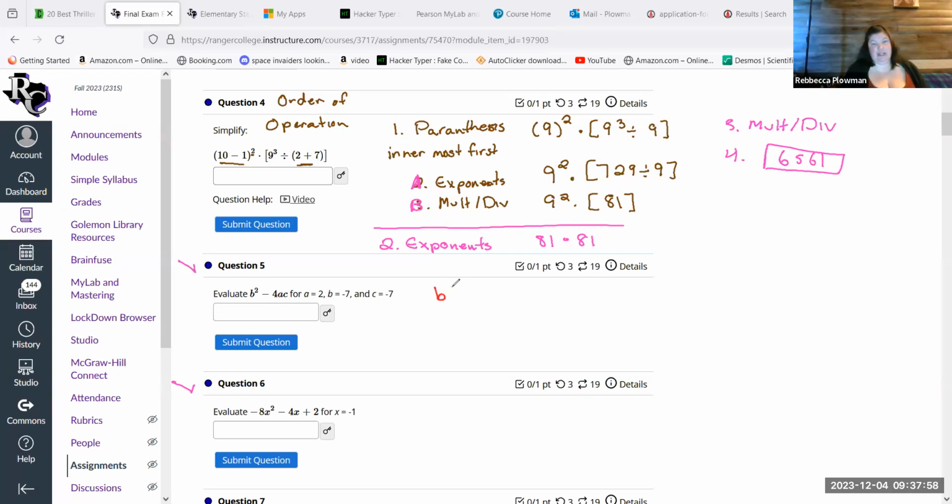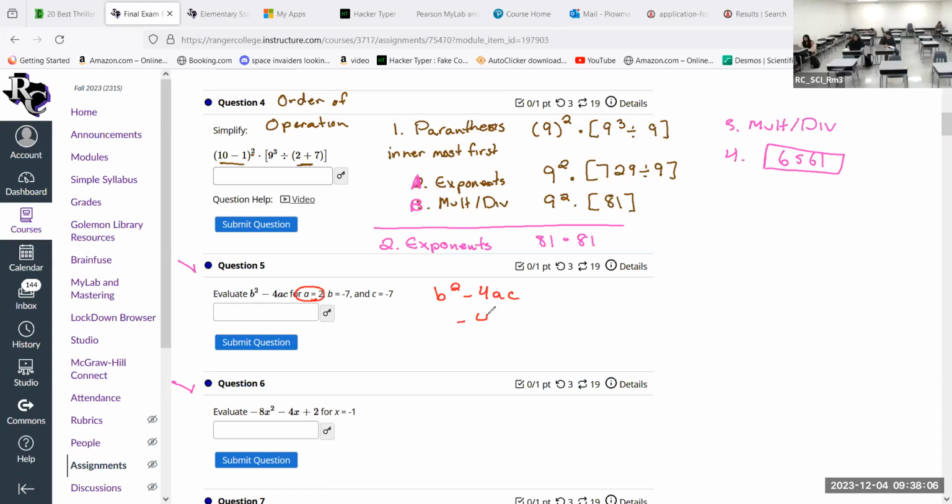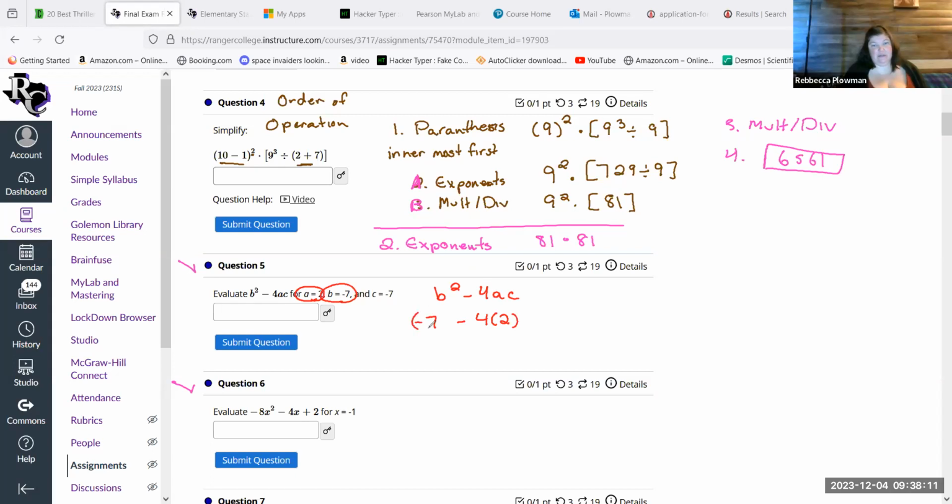So this first one is we have b squared minus 4ac, and we know all our a's are 2. All our b's are minus 7. So remember that's minus 7 squared, and then my c's are all minus 7 as well. Just as a reminder, because this is usually where I see things go wrong: the minus 7 squared, so you're squaring it. That should come out to be a positive 49, not a negative.